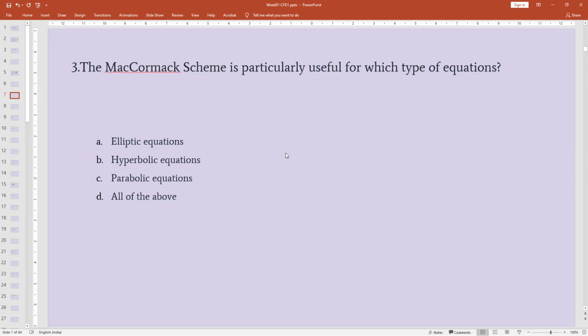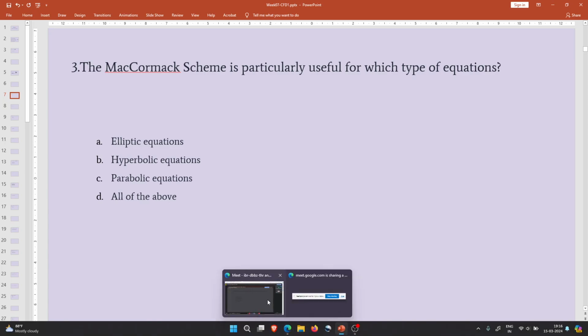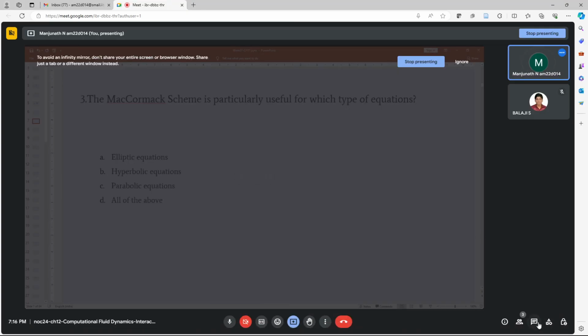Third question. The McCormack scheme is particularly useful for which type of equation? Option A, elliptic equation. Option B, hyperbolic equation. Option C, parabolic equation. Option D, all of the above. You can inbox your answer. Put your answers in the chat box.